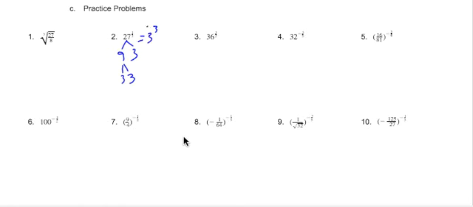So now I'm going to change the 27 to 3 to the 3rd. I'm going to keep my exponent a 1/3. Remember your rules for double exponents. Your rules for double exponents say multiply those exponents. So I'm going to do 3 times 1/3. 3 times 1/3 is 1. So my answer is 3 to the 1st, which is 3.